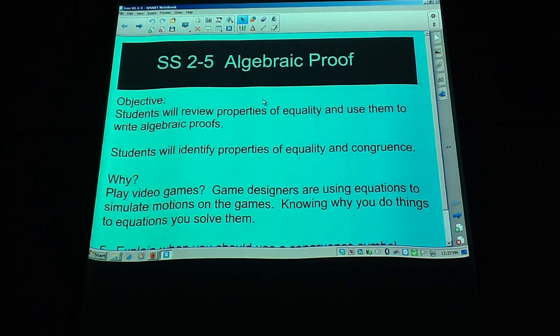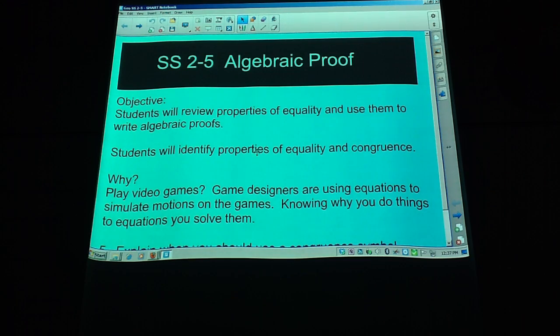Good morning, geometry students, and welcome to section 2.5, which is algebraic proofs. We're going to be dealing a lot with the algebraic properties of equality and also a little bit of the geometry version of that, properties of congruence. As we work through different equations, we're going to be listing the different properties that go along with it.